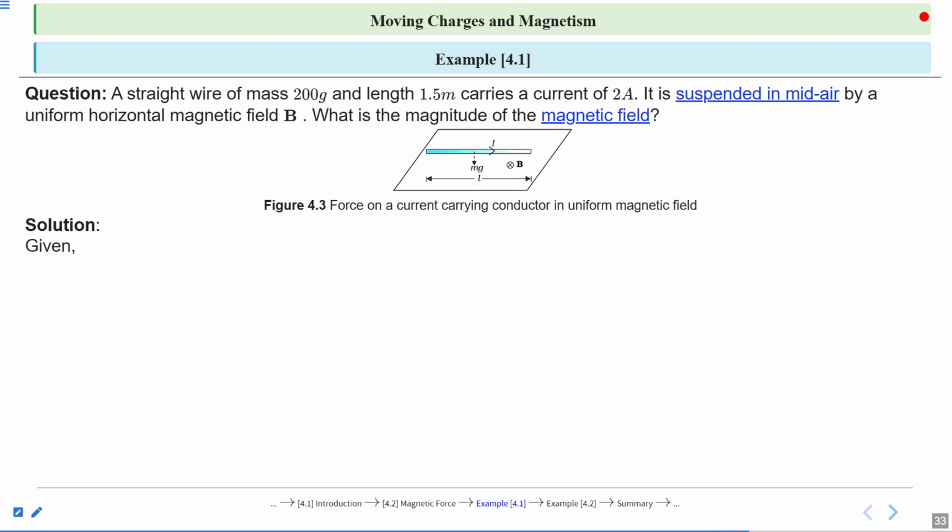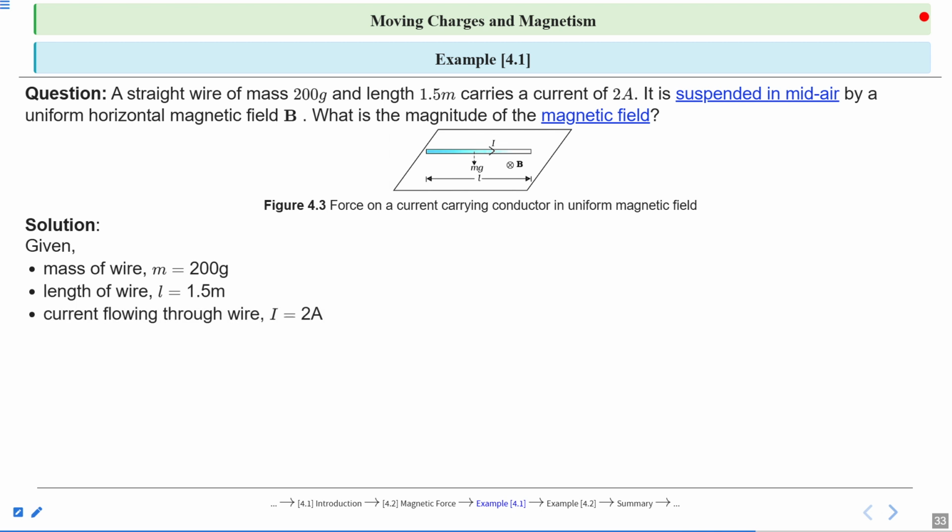So let's see the solution. What is given? Mass of the wire 200 gram, length of the wire 1.5 meter, current flowing through wire 2 ampere. From equation 4.4 we have discussed force is given by I L cross B. Okay, so magnitude of cross product is given by LB sine theta.